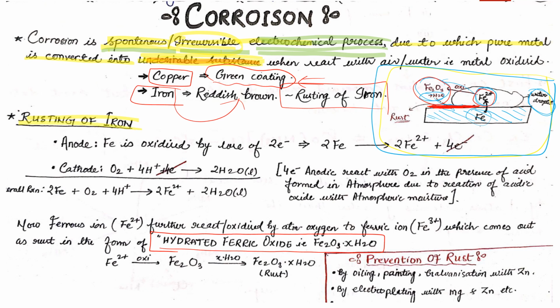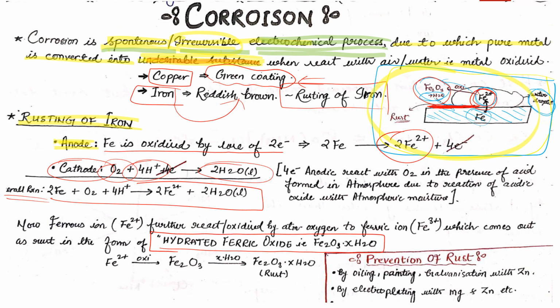Now, let me show you by reaction. Rusting of iron. Keep this explanation in mind so that we can understand it better. At the anode, iron is oxidized by the loss of electrons, forming Fe2+ ion. This Fe2+ ion undergoes oxidation to form Fe2O3. At the cathode, oxygen reacts with 4H+ ions present in the surroundings to form water, and the overall reaction can be represented as such. Now the ferrous ion is further oxidized by oxygen to ferric ion, Fe3+, which comes out as rust in the form of hydrated ferric oxide, Fe2O3.